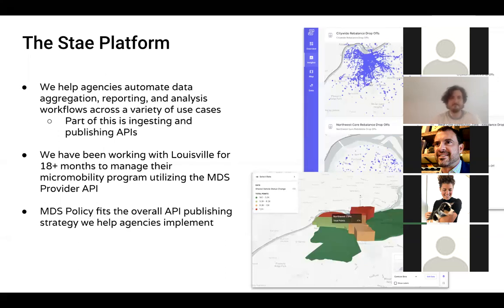So just a general overview of our product. We offer a cloud-based SaaS solution, which core feature set helps agencies automate data aggregation, reporting, and analysis. And as Joe mentioned, we do this across a variety of use cases, not just constrained to micromobility.